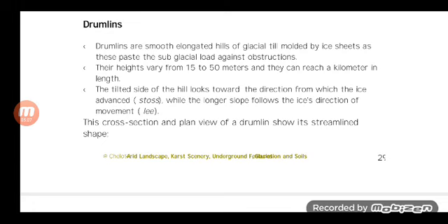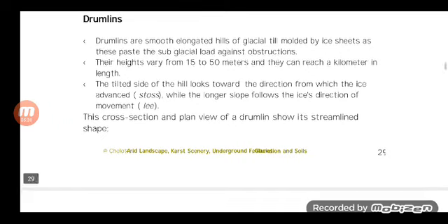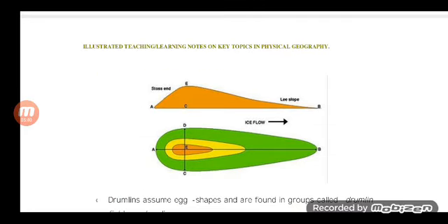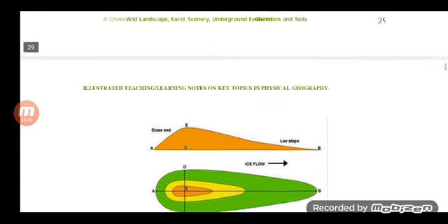The moving ice streamlines the till that had been deposited irregularly, resulting in the upstream side of the till being steep and broad but smoothed. The downstream side will be narrow but elongated in the direction of ice movement. They're common in North England and Northern Ireland. So look at that, it's egg-shaped.